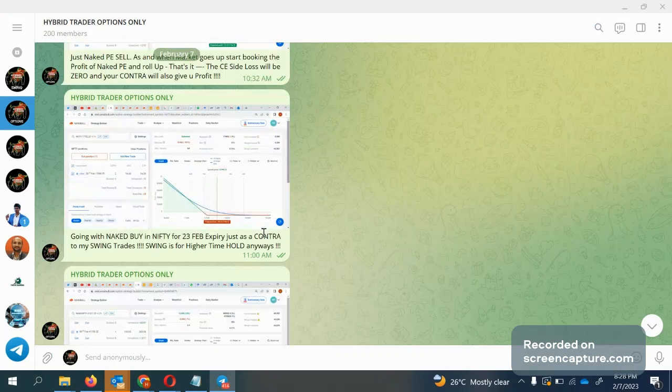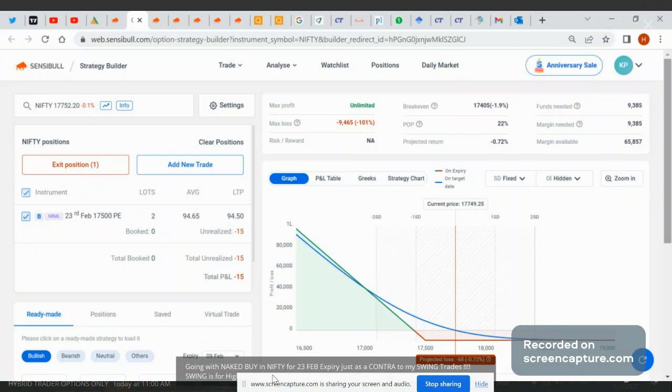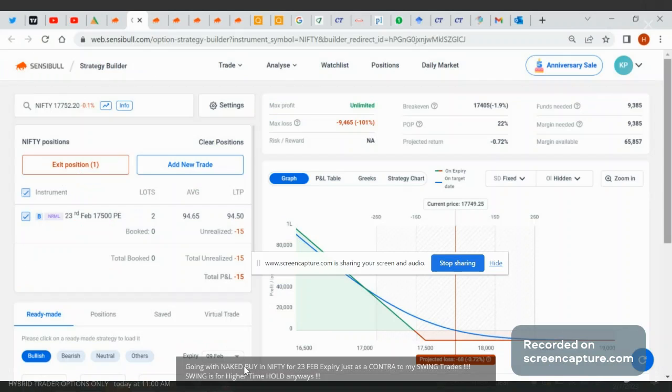Somewhere around today at 11 o'clock I would have deployed this trade. Clearly I have written, let me just move this, so going with naked buy in Nifty for 23rd Feb, guys. This is for 23rd Feb expiry as a contra. This is basically one of my contra trades, but you guys do not get into confusion.